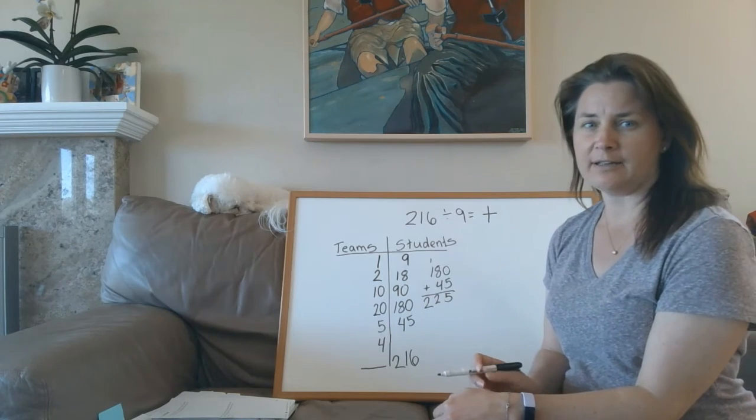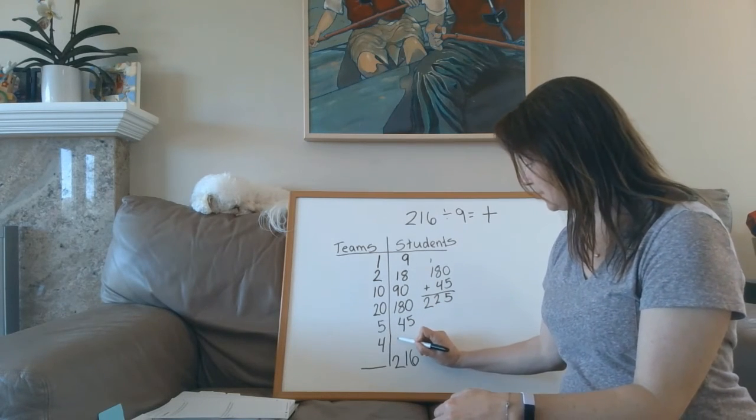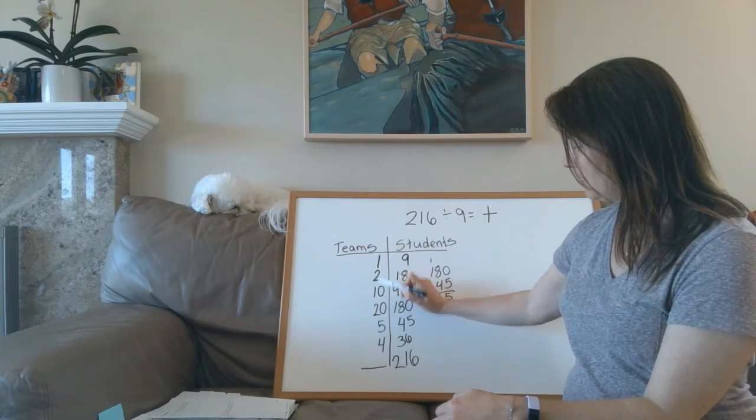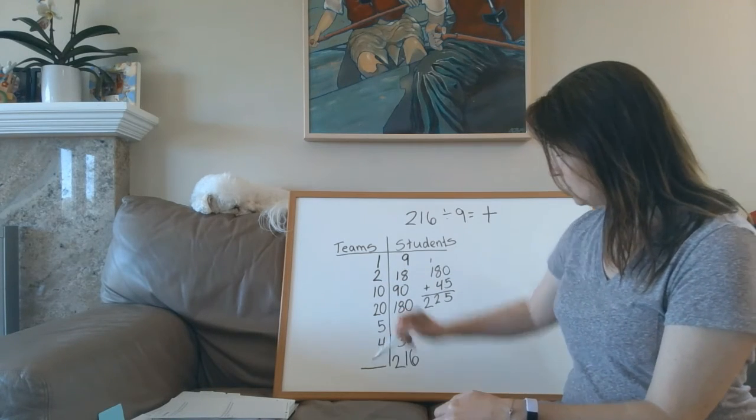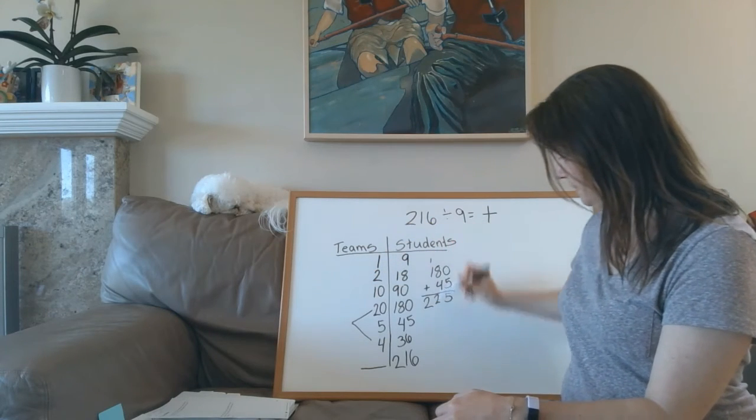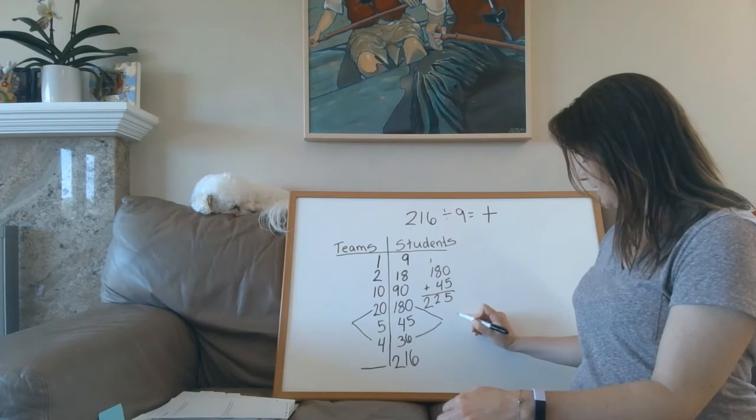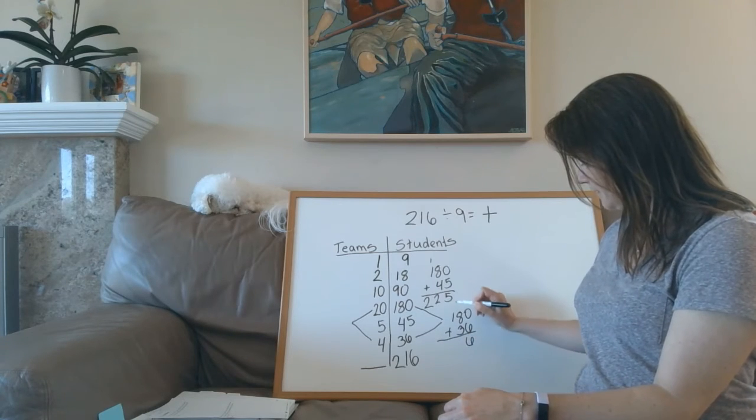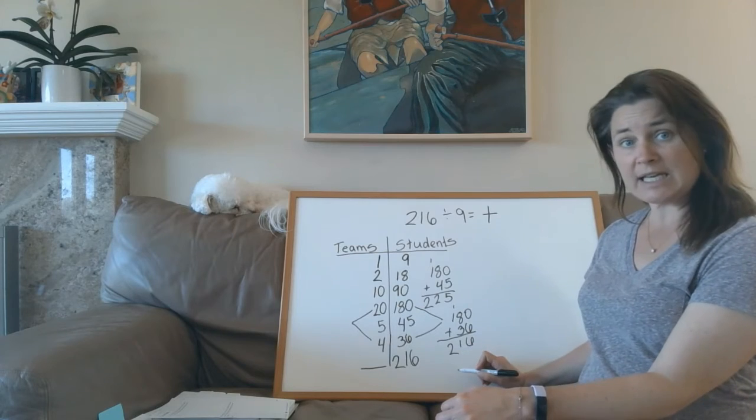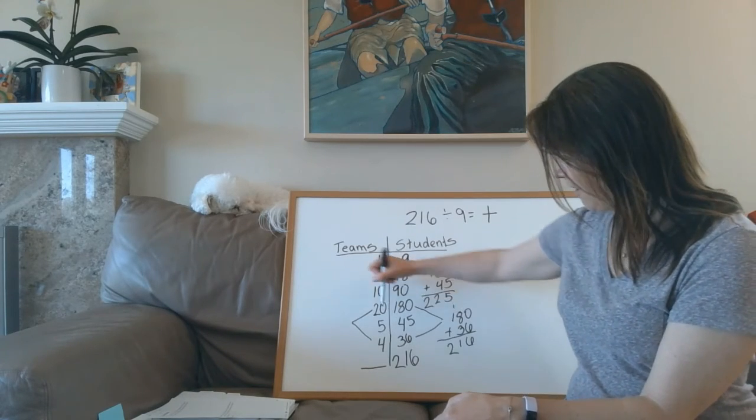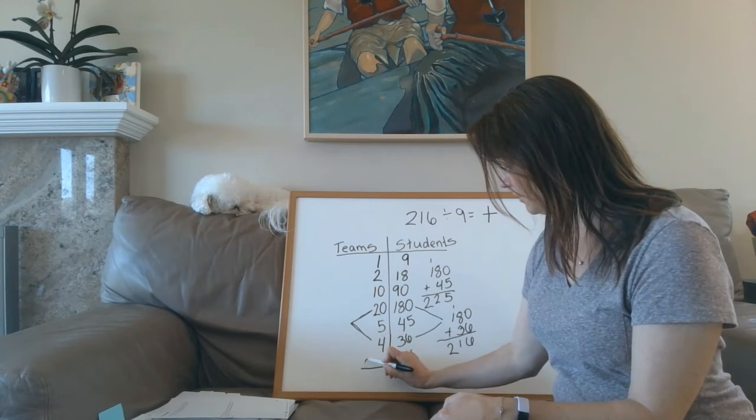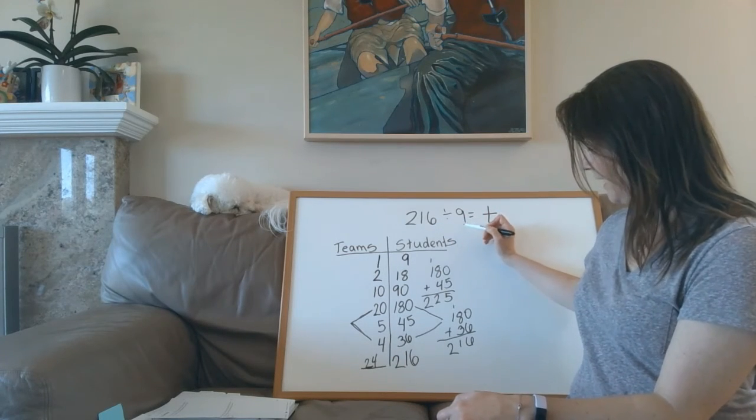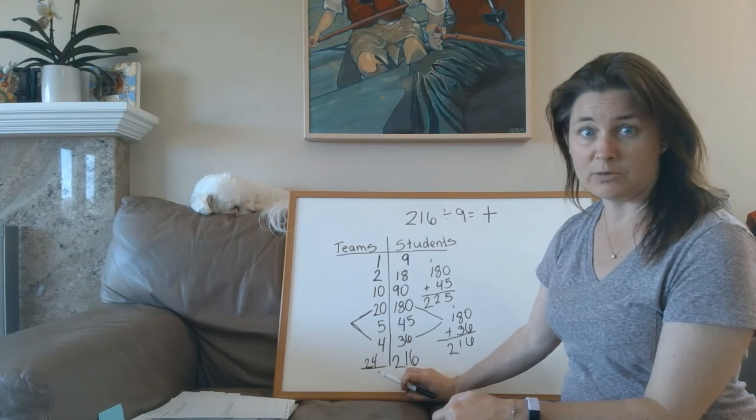So 4 times 9. 4 times 9 is 36. And I know that because if I double 18, I get 36. And I'm doubling the 2 to get 4. So now let's try, if we have the 20 and the 4, we have the 180 and the 36. We've got our 6, 11, 216. There it is. Hooray, hooray. So our number is 24. There are going to be 24 teams. 216 divided by 9 equals 24 using the ratio table.